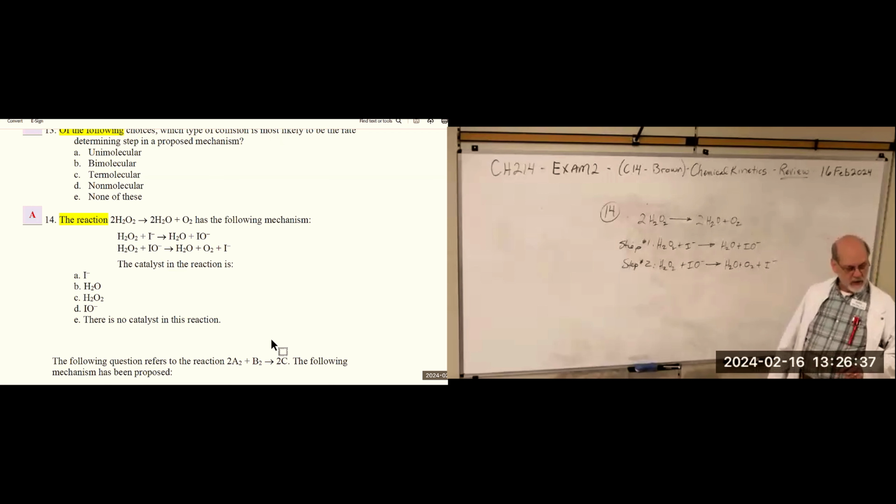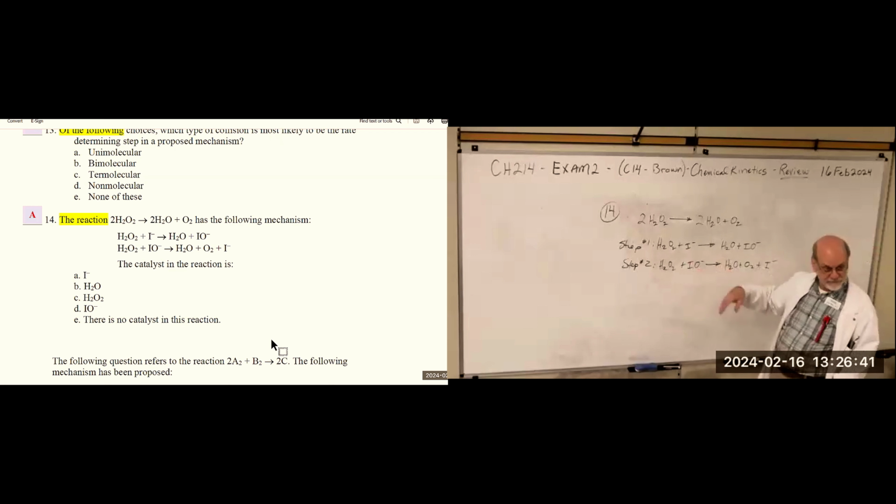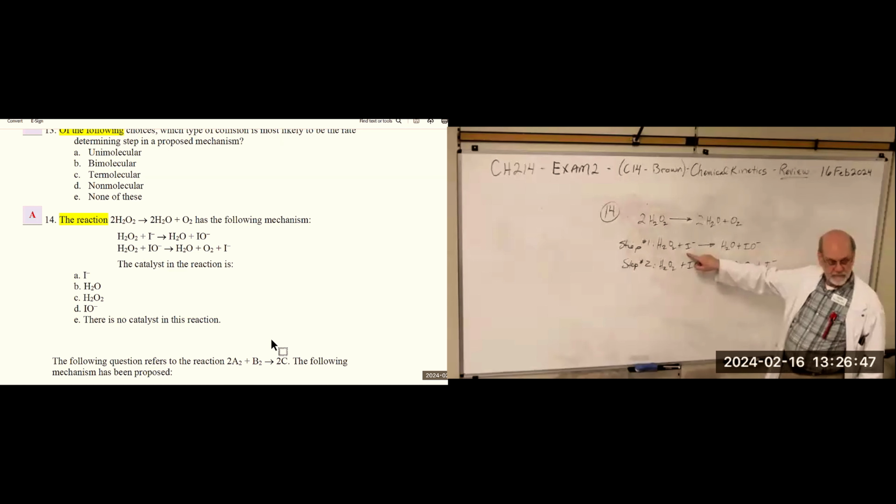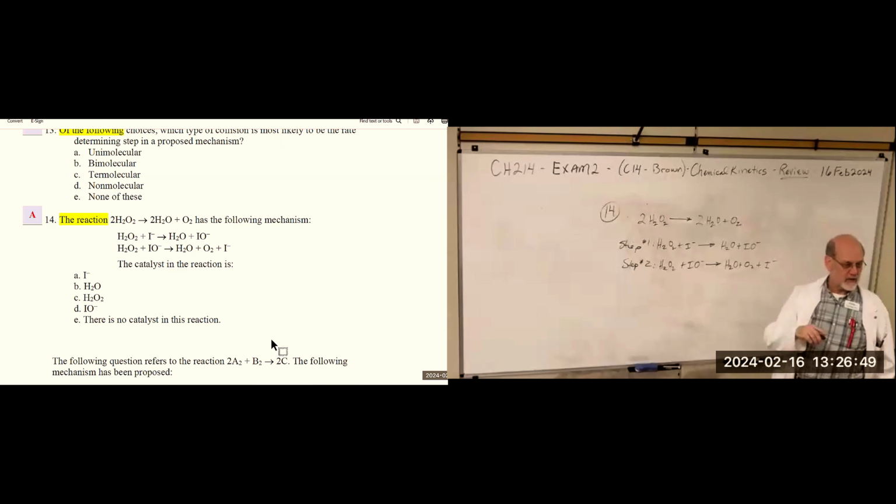The catalyst is the one that goes in the front end, comes out the back end unchanged. This would be an intermediate. That's what a catalyst is. Right back. That's one of the characteristics. The other characteristic is it speeds up the reaction.